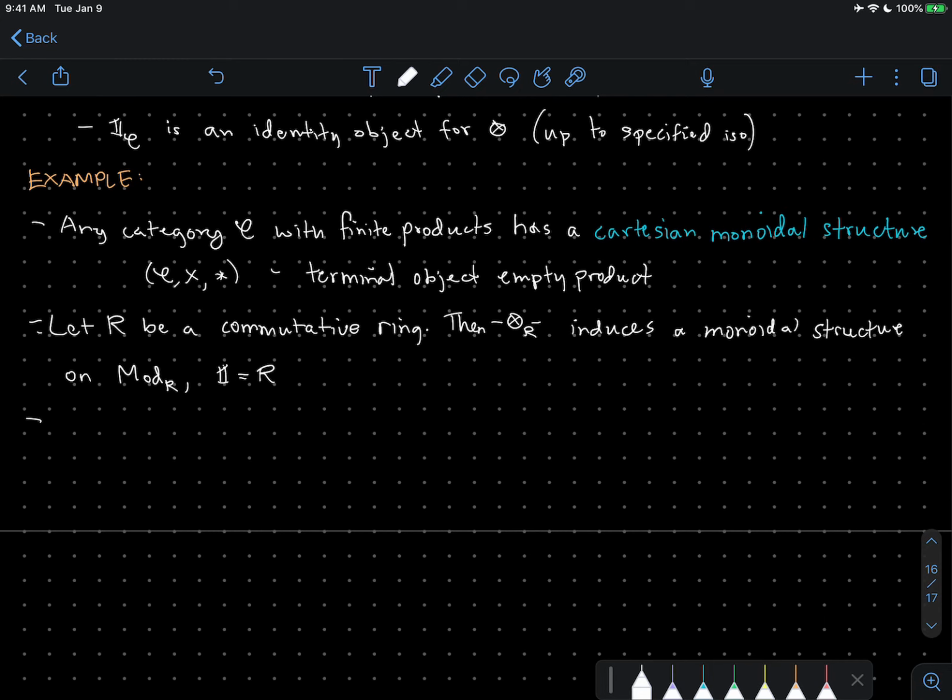And a final example is that the smash product is monoidal, or rather gives a monoidal structure to the category of pointed topological spaces, and the unit is just the one-point space.